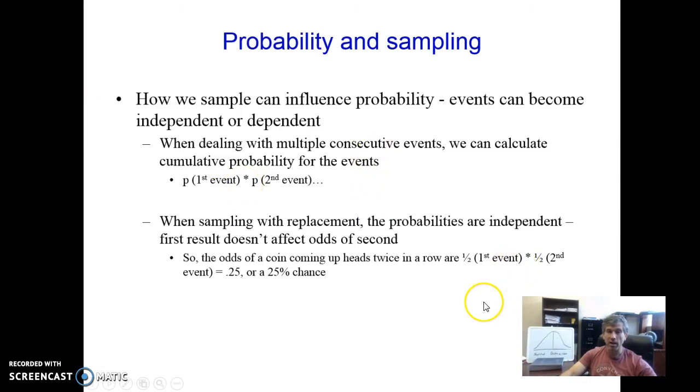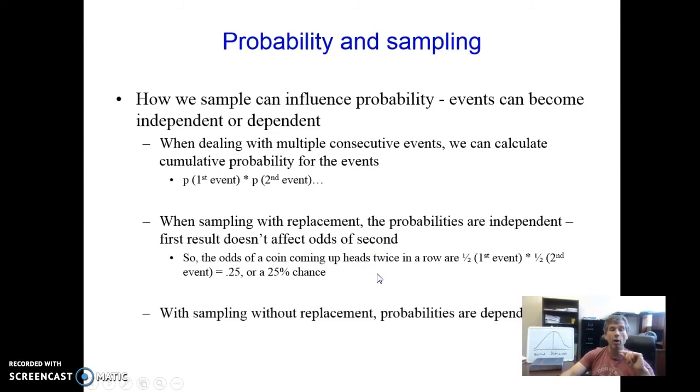So in both cases, I have one successful outcome, comes up heads. I have two total outcomes, heads or tails. I get 0.5 for the probability of the first event, 0.5 for the probability of the second, equals 0.25, or a 25% chance that that coin will come up heads twice in a row. It's a little trickier when we sample without replacement. Here, probabilities become dependent. They are changed based on what happens in the first event.